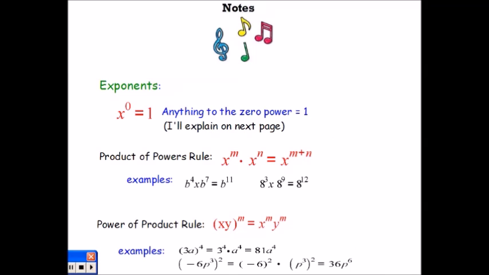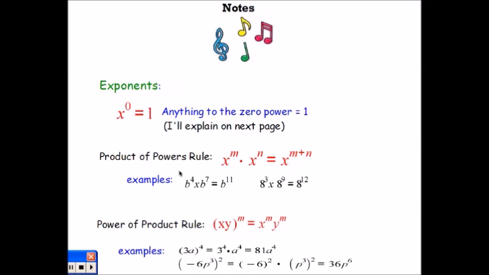Okay, now yesterday, before you left, I gave you a note sheet to fill in. They have some blanks, okay? So on that sheet, go ahead and fill in what you can from this. For example, you can say that anything to the 0 power equals 1.